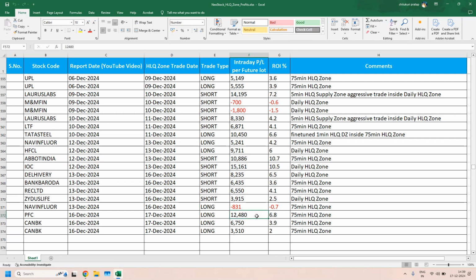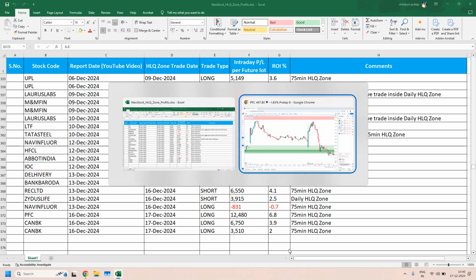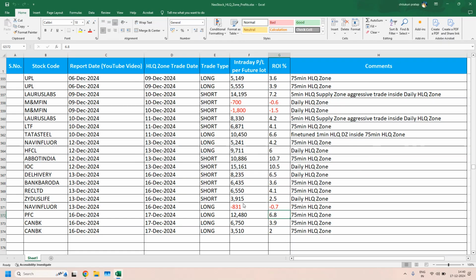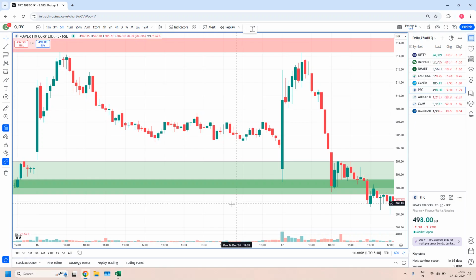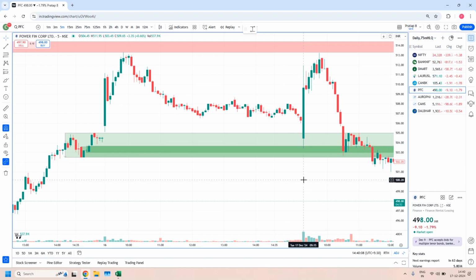PFC has given 12,480 rupees profit as per one futures margin cost, which is 6.8% ROI. Everything is excellent, right? But remember, this trade happened exactly at the 9:15, 1 minute candle. I know many of you don't trade in the 9:15 candle.